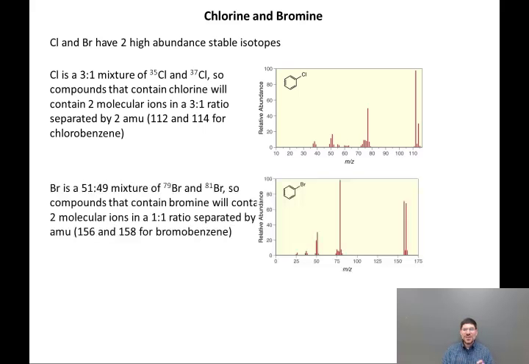Bromine is a 51-to-49 mixture of bromine-79 and bromine-81. So compounds that contain bromine will contain 2 molecular ions also, and they will be in approximately a 1-to-1 ratio, and they will also be separated by 2 AMUs. So in this case, bromobenzene has a peak at 156 for molecules that have a bromine-79 atom, and 158 if the bromine atom in that molecule happens to be a bromine-81.